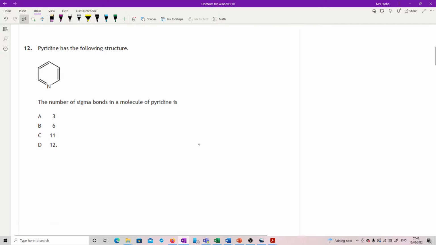Question 12. Pyridine has the following structure. The number of sigma bonds in a molecule of pyridine is. Now, this is really easy to get wrong because we have, going around the outside of this, 1, 2, 3, 4, 5, 6. And then you'll notice you've got 3 pi bonds, but they're not looking for those. So you've got 6 already, but then you have to remember that you've got hydrogens off here. So you've actually got another one here, 6, 7, 8, 9, 10, 11. Be really careful.